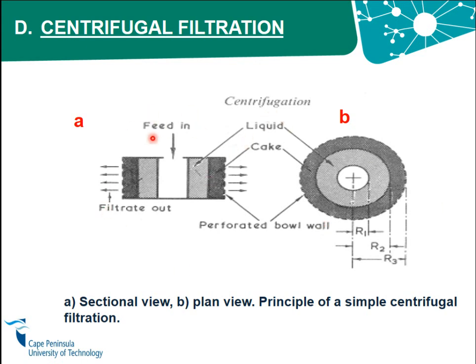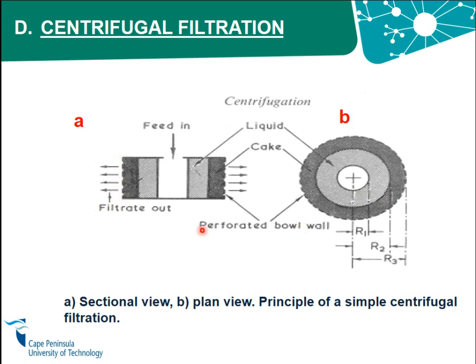Okay, so you've got the feed coming in here. If we look at this plane view, you've got the feed coming in, and then here you'll have your liquid, and then there's a formation of filter cake here. In between, this is where you will have your perforated bowl wall lined with a filter medium. Then your product comes out from this side.